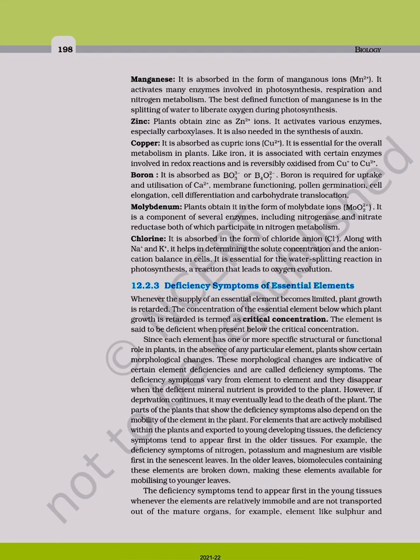Molybdenum. Plants obtain it in the form of molybdate ion, MoO2²⁺. It is a component of several enzymes, including nitrogenase and nitrate reductase, both of which participate in nitrogen metabolism. Chlorine. It is absorbed in the form of chloride ion, Cl⁻, along with Na⁺ and K⁺. It helps in determining the solute concentration and the anion-cation balance in cells. It is essential for the water splitting reaction in photosynthesis, a reaction that leads to oxygen evolution.